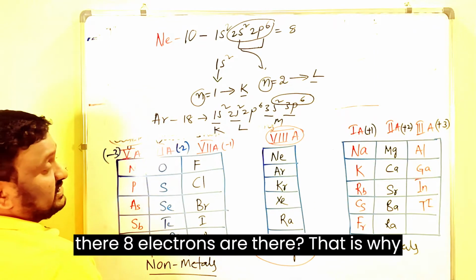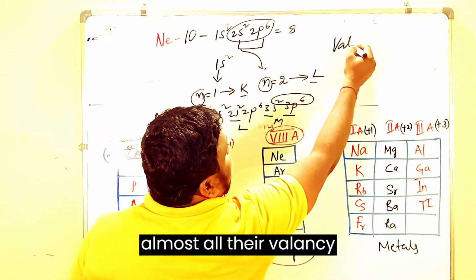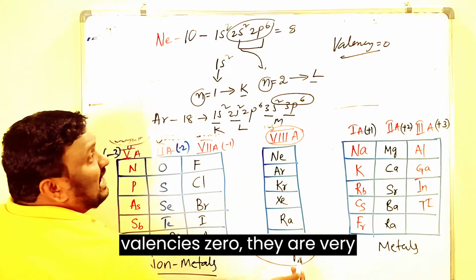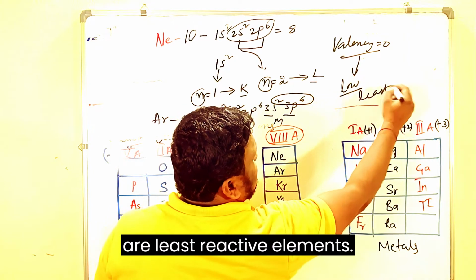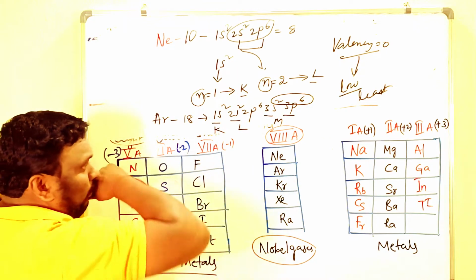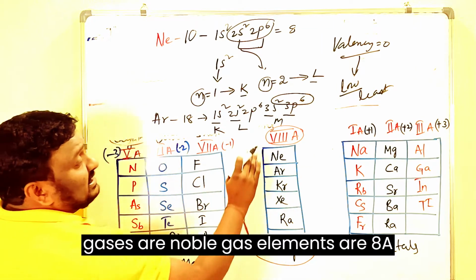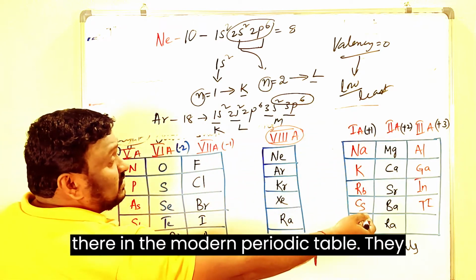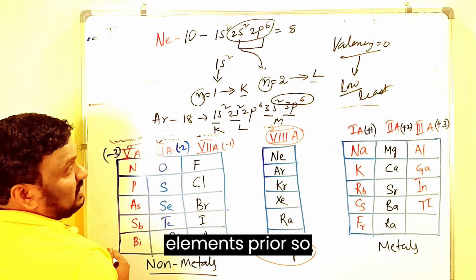8 electrons are there. That's why here when they have 8 electrons, almost all their valency is 0. Valency is 0. The elements which have valency 0 are very low reactive elements or least reactive elements. They don't want to form any chemical bonds. That's why these are called noble gases or noble gas elements, or 8th group elements or zero group elements. So the remaining atoms in the modern periodic table want to get the stability of 8th A group elements. Clear, children?